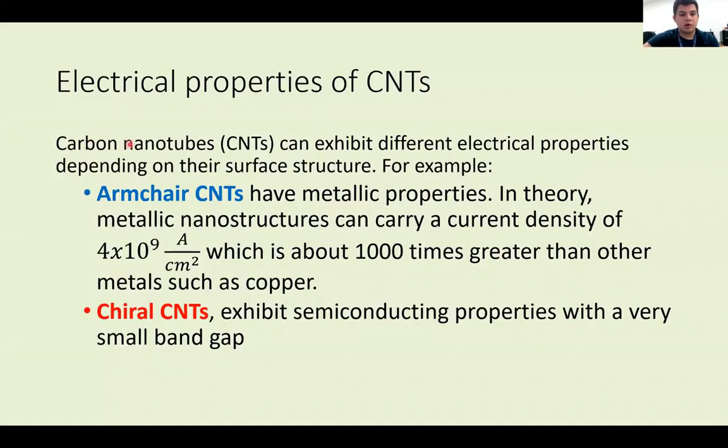Due to their outstanding electrical properties, armchair carbon nanotubes have metallic properties. In theory, these metallic nanostructures can carry a current 1,000 times greater than metals such as copper. Another interesting property is that chiral carbon nanotubes exhibit a semiconductor behavior with a really small band gap characteristic.